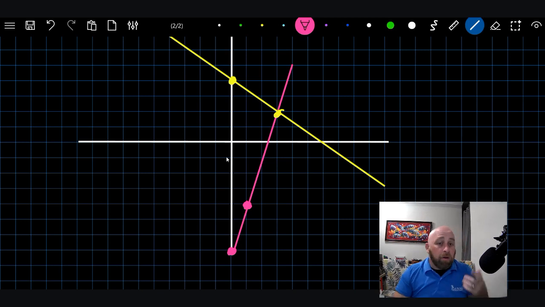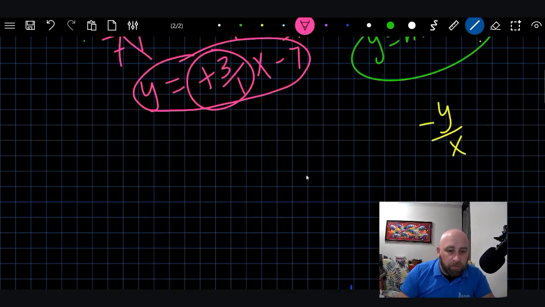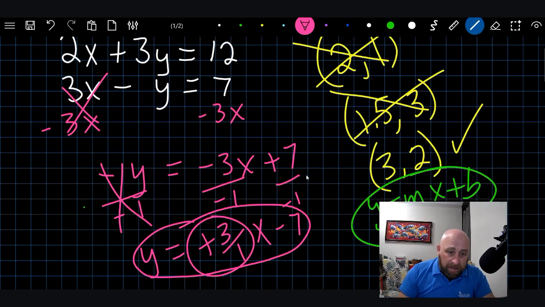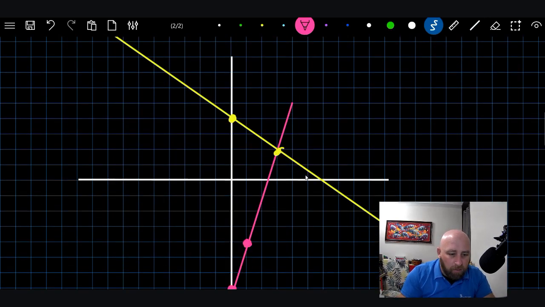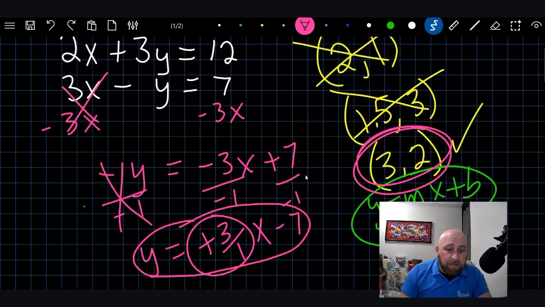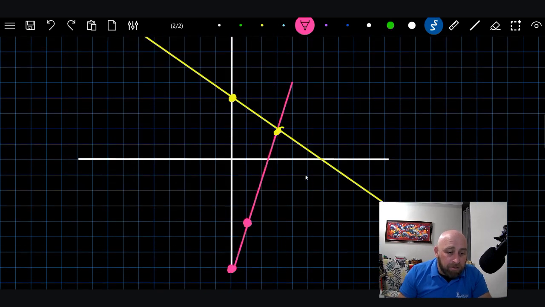All right, now notice where it crosses. It happens to cross where we had a point, but it's not always going to cross where we had a point. That's not the most important thing. What did we find out? What did we figure out? We figured out that it crosses at (3, 2). So let's go ahead and see what we got. 1, 2, 3, 1, 2. We verified it. We verified that (3, 2) that we checked earlier is indeed the solution for this.